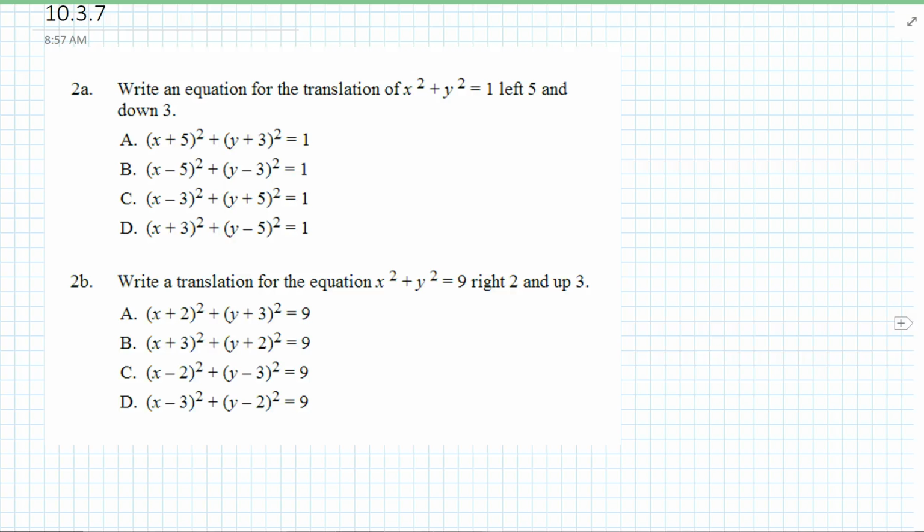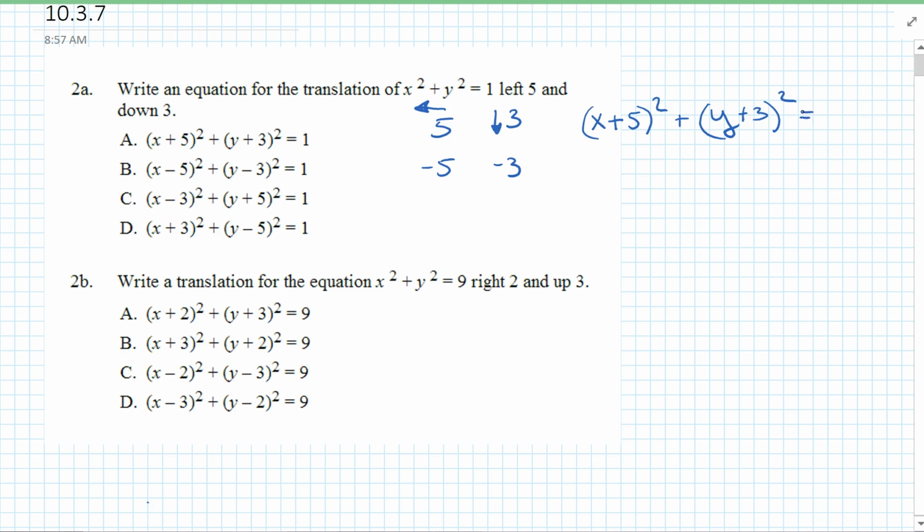Okay, next example. Write an equation for the translation of x squared plus y squared equals 1. We're going to go left 5 units, that's going to be our h value, so that's a -5, and down 3 units, and that's going to be a -3. So we'll start the base equation, x minus -5 squared plus y minus -3 squared equals 1. So that's a translation of 5 units to the left and 3 units down.